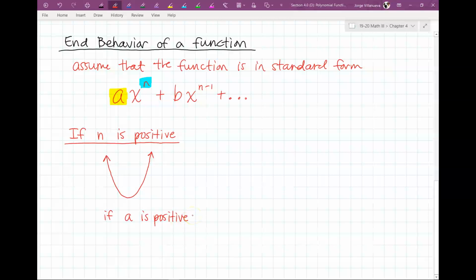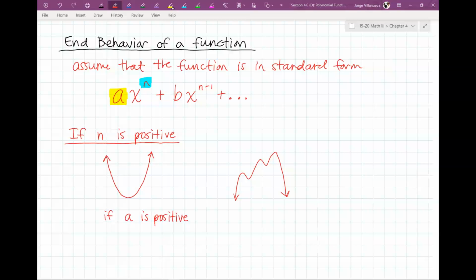So on the left side it goes up, on the right side it goes up, if A is positive. Okay? Or, by the way, don't get scared by the graphs that I'm drawing. Okay? The stuff in between can look however. But very important that we notice that if A is positive and N is positive, then the graph will start on the top left and it'll end on the top right. Whatever it does in the middle, going up and down, who cares? But the end behavior on the left side will be going up, on the right side will be going up if your power is positive and your coefficient is positive.